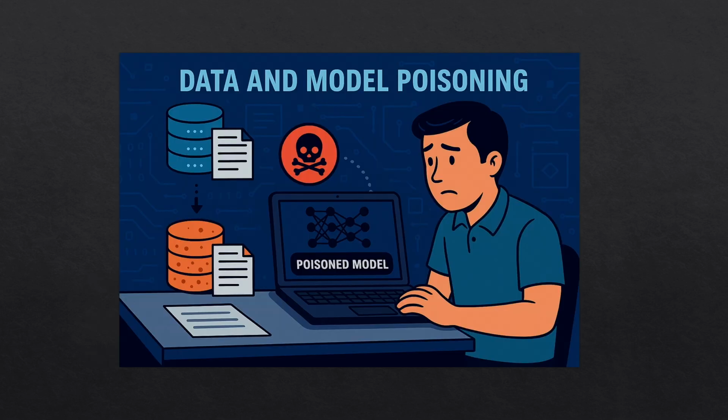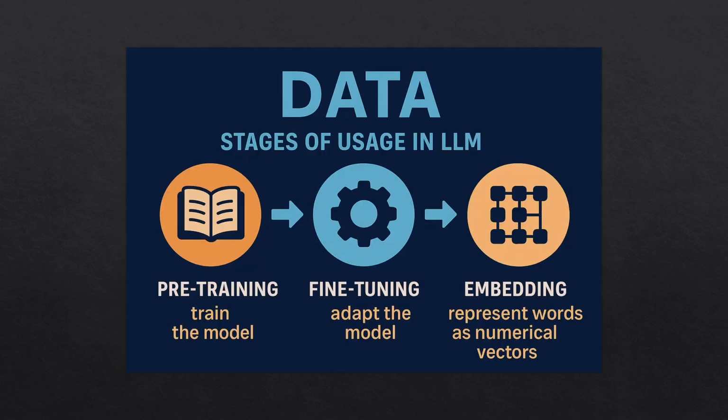Data and model poisoning. Data is a key element in LLMs, influencing how the system behaves and what responses it generates for the user. Generally, data can be used across 3 stages. The first stage is pre-training. This is the primary phase where data is used to train the LLM model. In other words, to teach the model how to interpret languages and generate appropriate responses. Fine-tuning. As discussed earlier in the previous video, fine-tuning refers to further training an existing model to adapt its behavior. This is typically done to tailor the model for a specific use case.